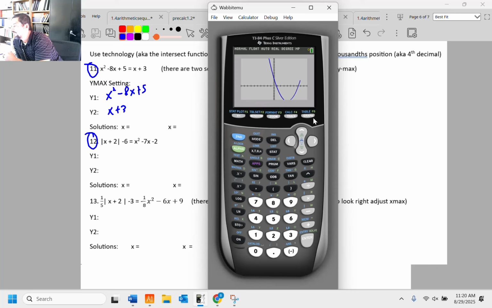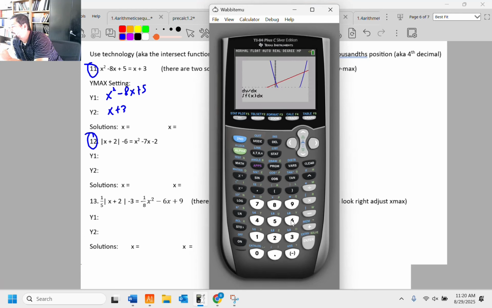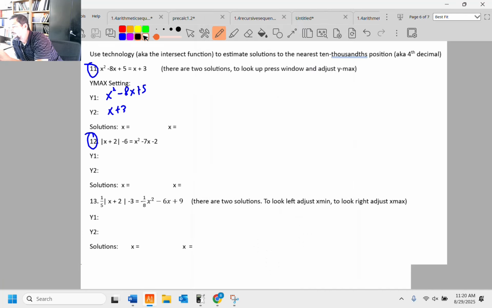Only got a few minutes before class starts, so I may not be able to do 2 of them. Second trace, you were supposed to go to 5. Get your cursor close, press enter 3 times. One of them's at 0.2280 if you know how to round. 0.2280, I said 4th decimal, remember?